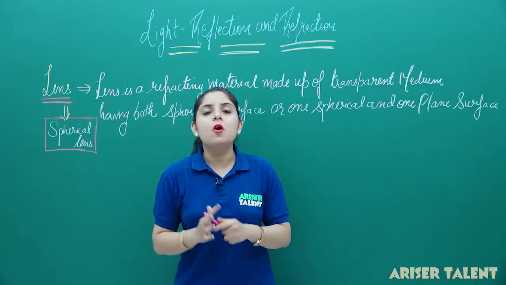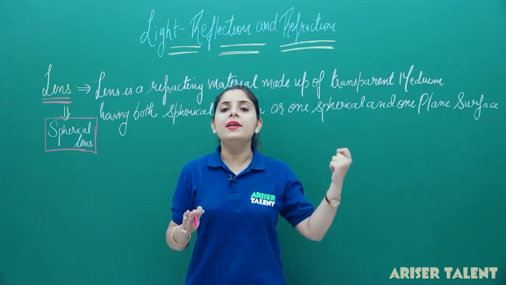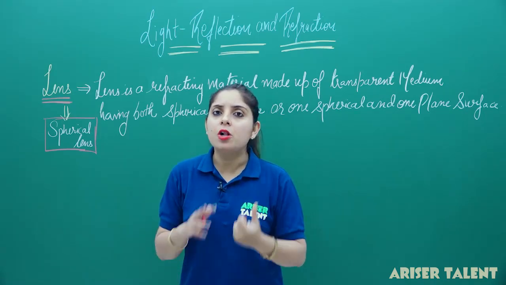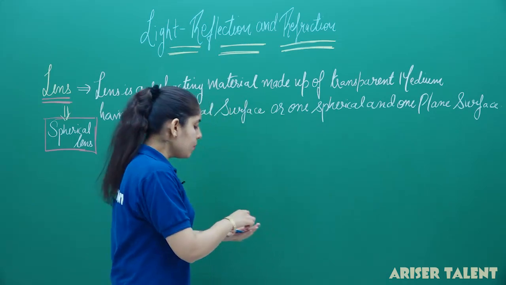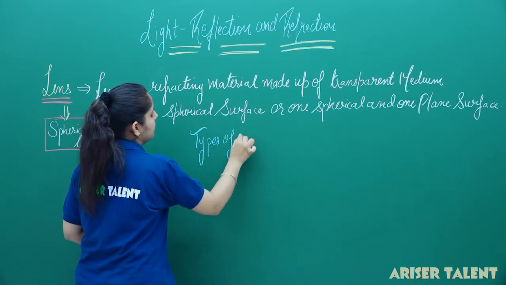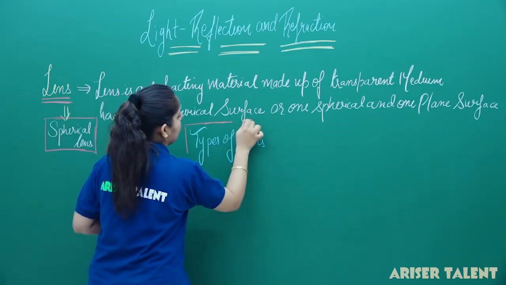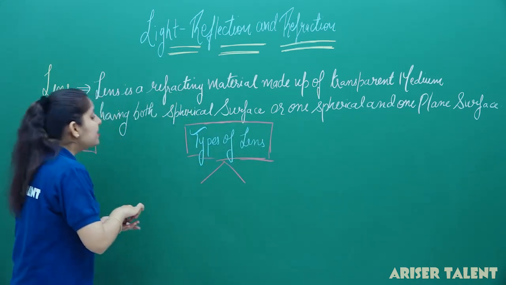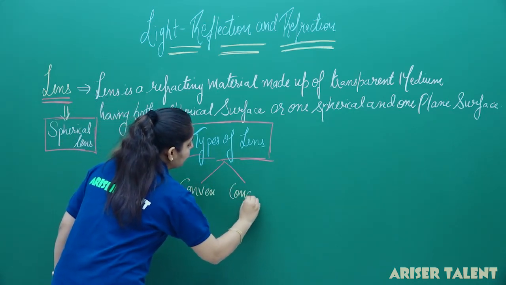So on the basis of these surfaces, we actually have two types of lenses. One is convex and the other is concave. We already discussed that mirrors are also of two types, convex and concave. Similarly, lenses are also divided into two categories, one is convex and another one is concave. So next thing is about types of lens. Lens is actually of two types, that is convex and concave.